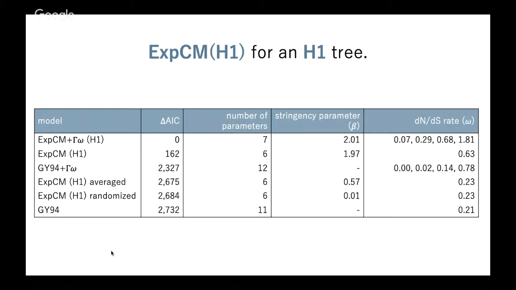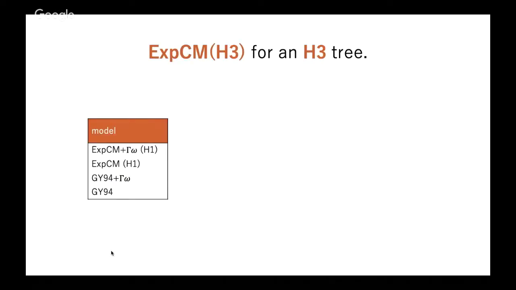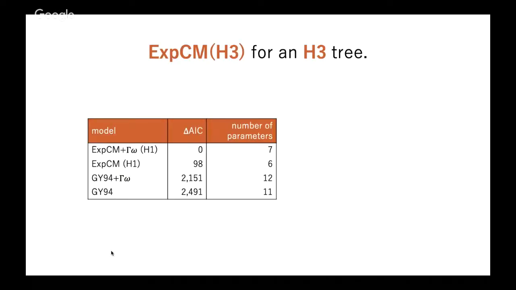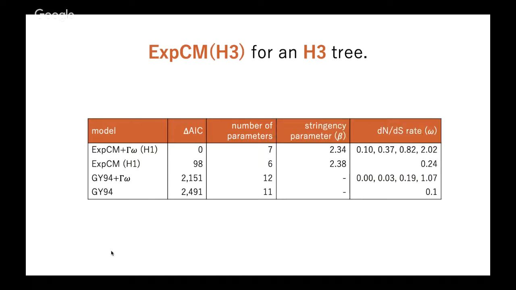Okay, I won't go into as much detail, but I just want to show that we get similar results with our other deep mutational scan in the H3 background. So to hit some of the highlights, as we saw before, both of the ExpCMs are better descriptors of natural sequence evolution as evaluated by delta AIC. The stringency parameter for both of the ExpCMs is greater than 1, indicating that nature prefers the same amino acids as selection in lab, just with a higher stringency. And then finally, the omega values for the ExpCM are higher than the omega values for the GY94, as these represent the dN/dS rate after accounting for this site-specific constraint.